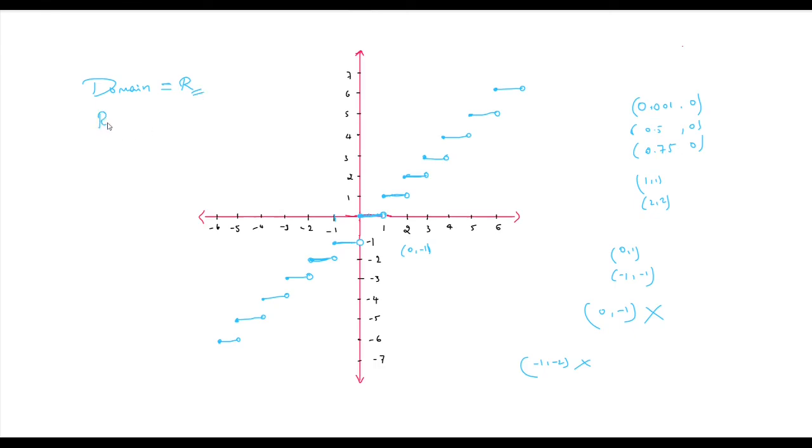And what is the range of this function? Whenever we give any value to the function, the greatest integer function always gives an integer as the answer. As the very name says, greatest integer function, or as the definition says, greatest integer less than or equal to x. So it is always an integer that we get as the answer. So the range of the function is the set of integers.